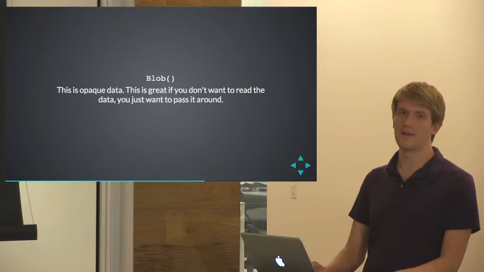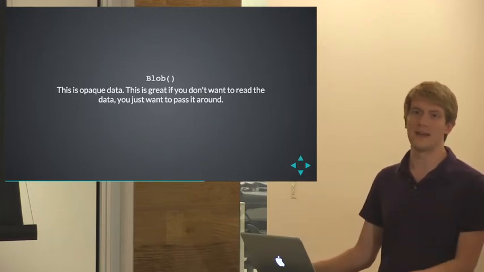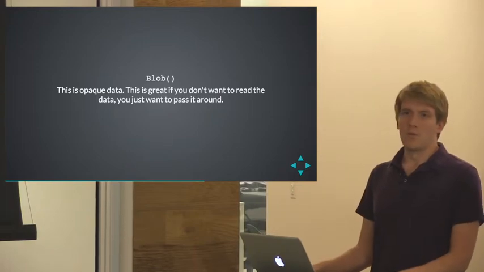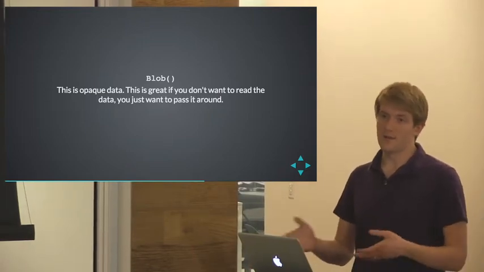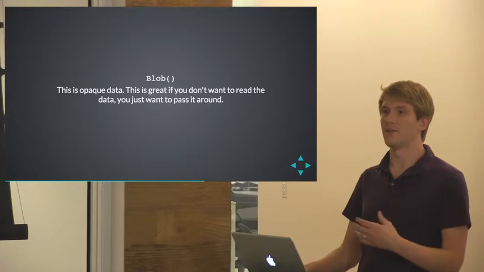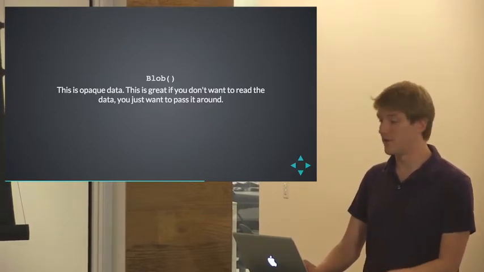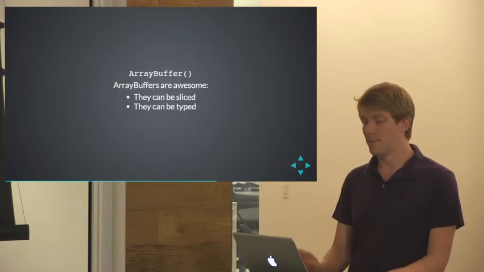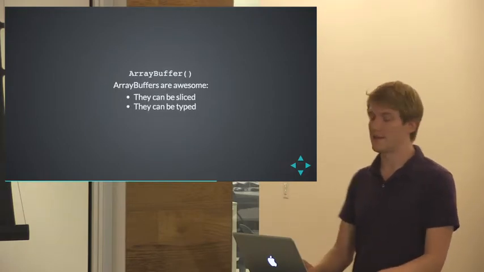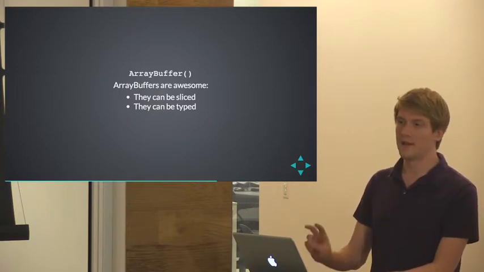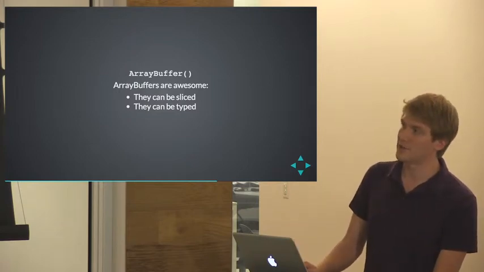So a blob is sort of opaque data in the browser. It's great if you don't want to do anything with the data yourself. If you don't want to reach into it, you just want a wrapper that you can pass around to someone who knows what to do with it. But array buffers are great. They can be sliced and typed. And this is really where the magic comes from.